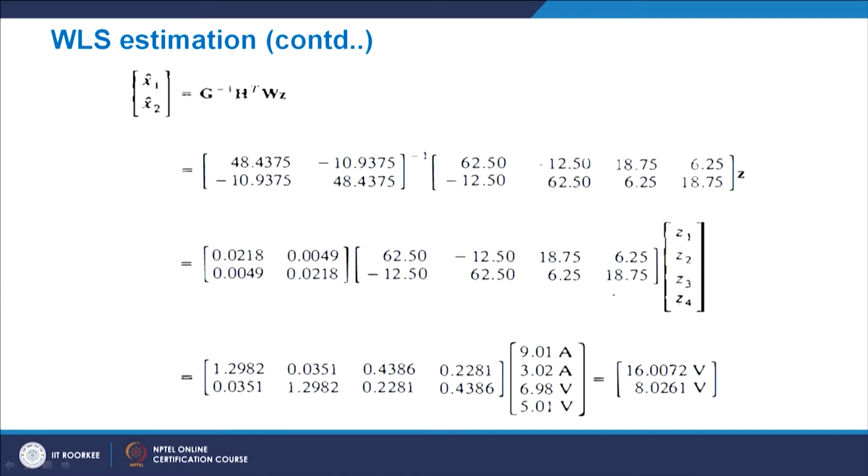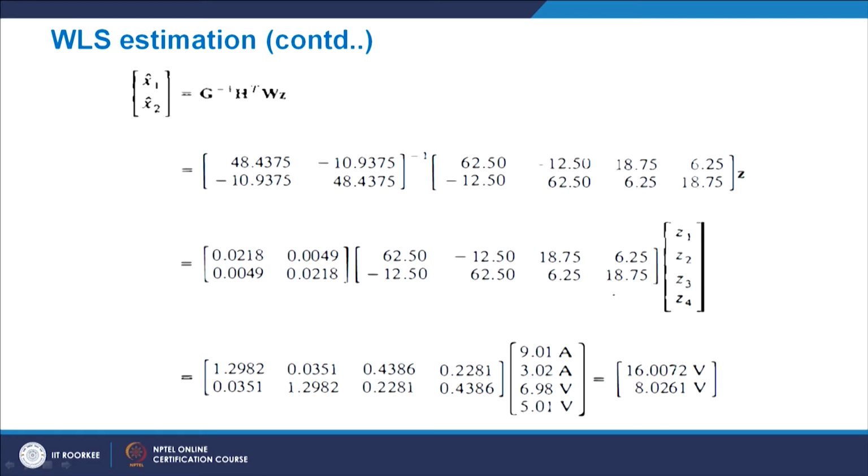Now this is a 2 cross 2 matrix and this is a 2 cross 4 matrix. So, this whole quantity would be a 2 cross 4 matrix. Then we substitute the values of Z1, Z2, Z3, Z4. Please recall that our values are 9.01, 3.02, 6.98 and 5.01.